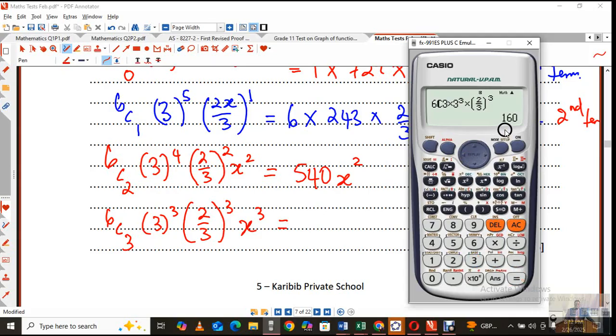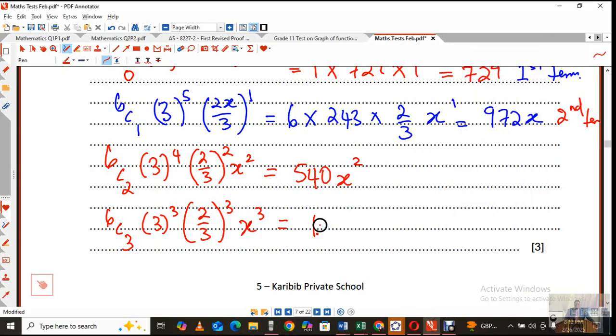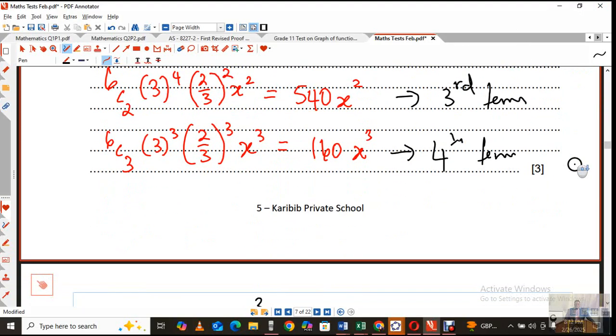That gives you 160. Can you see that we're on the right path? All right, so this is 160x cubed. Essentially, I have got my third term and my fourth term. So I'm just using this so that I can explain the concept. So this is the third term, and this one over here will be the fourth term. And the reason why I had an end there is I'm going to write those terms down so you can see exactly where I'm going with this.